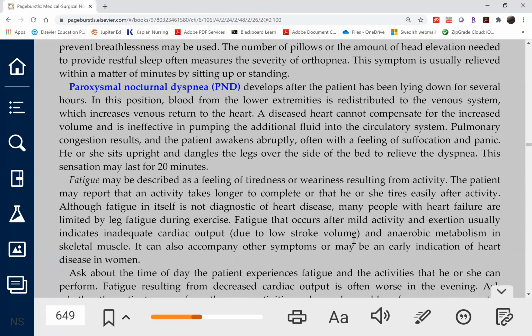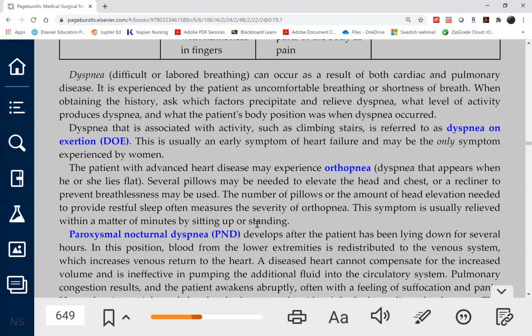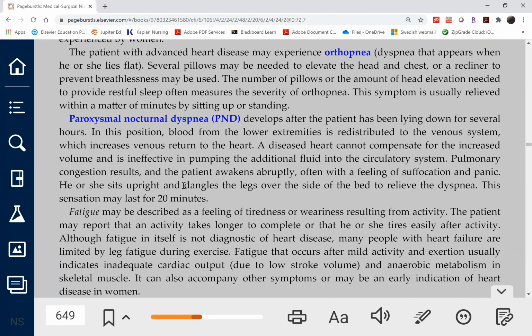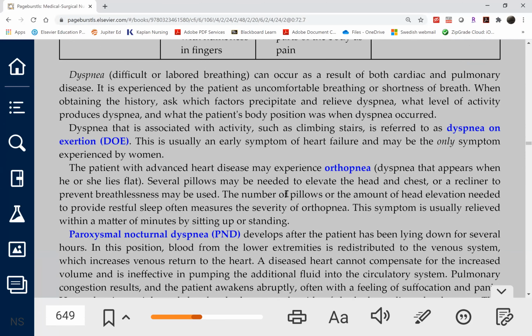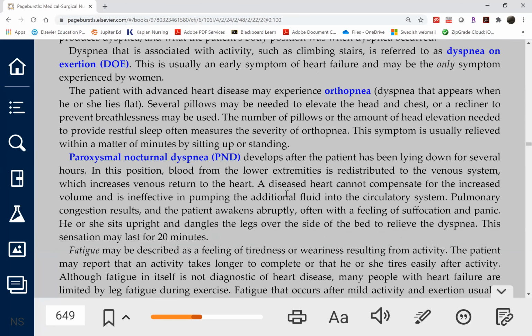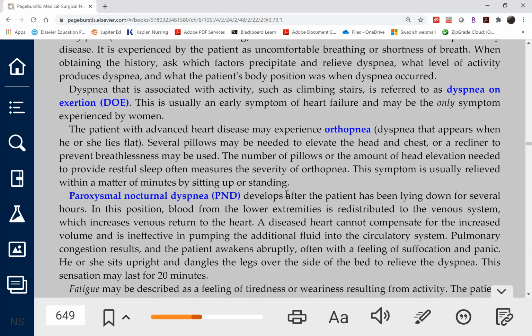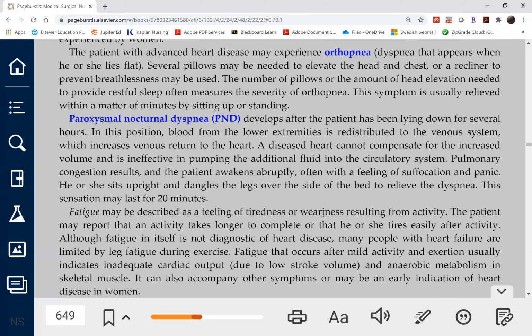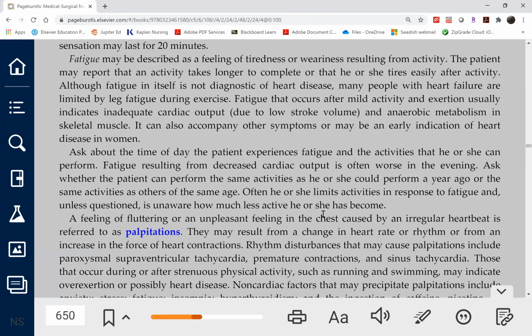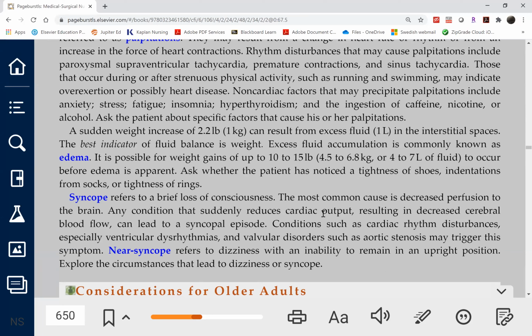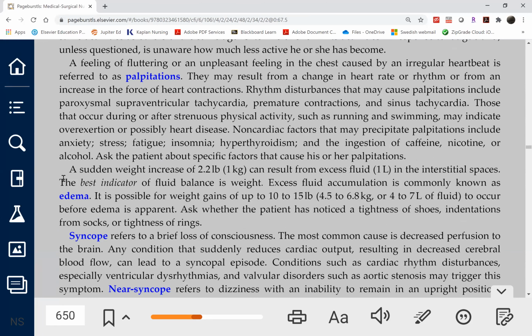So these are the most common symptoms of heart failure. We're not specific yet. These are just general. It doesn't have to be heart failure. It could be an MI. It could be whatever is causing the decreased cardiac output. These are the common symptoms. You'll see this in chapter 35.